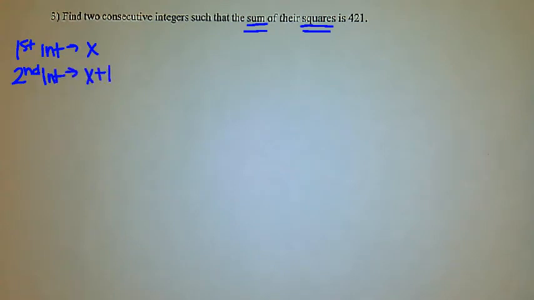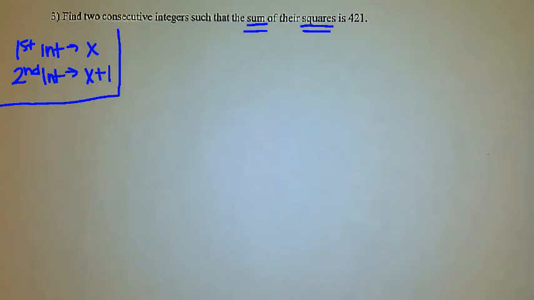Alright, so let's bump it up a notch. Find two consecutive integers such that the sum of their squares is 421. Okay, so they can be negative or positive, so that doesn't matter. So again, the first integer is x, the second integer is x plus 1. Notice also that I'm making them both the same variable. You're not going to want to make those an x and a y because that would be a system of equations like we did with linear equations. That's just not going to work for these.